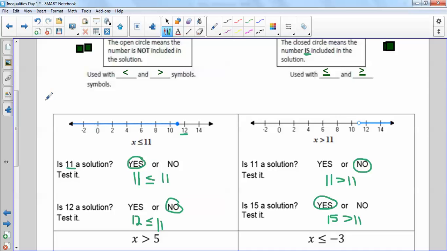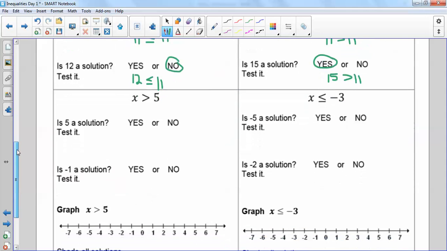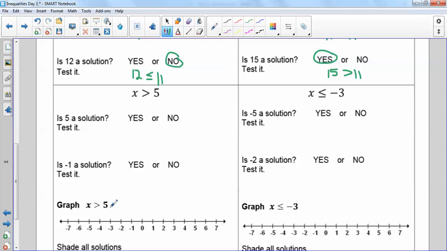Okay, next one. X is greater than 5. They didn't give us the graph yet, so we're just going to test 5. So 5 is greater than 5. Well, that's going to be no, right? It's equal to, but it's not greater. So this is a no.